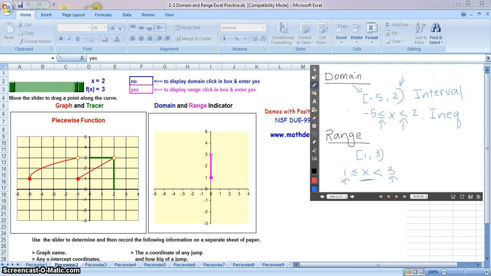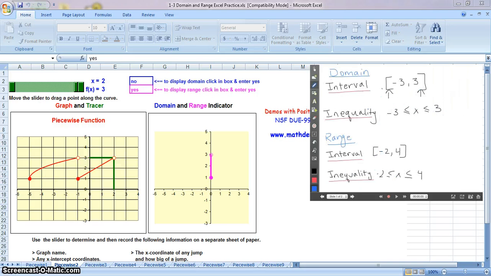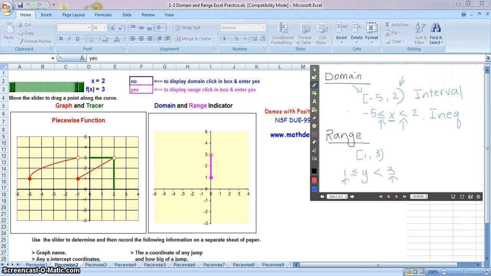Again, this is a range, so you have to put y. I don't know if I did this on the other one. I always do that. So every time it's a range, it's y between 1 and 3. And every time you say domain, it should be x between -5 and 2. Let me go back. Yeah. So this should be y, not x. Okay.